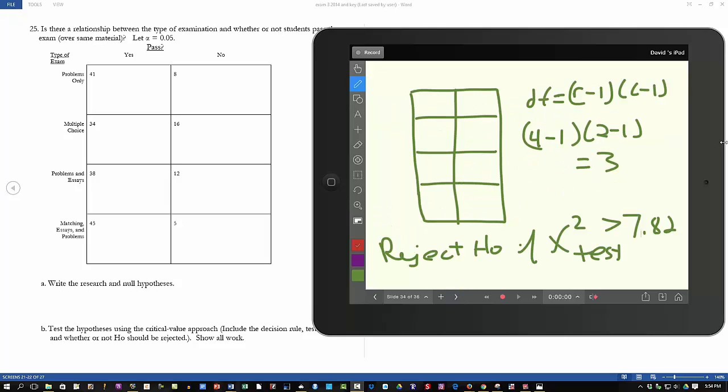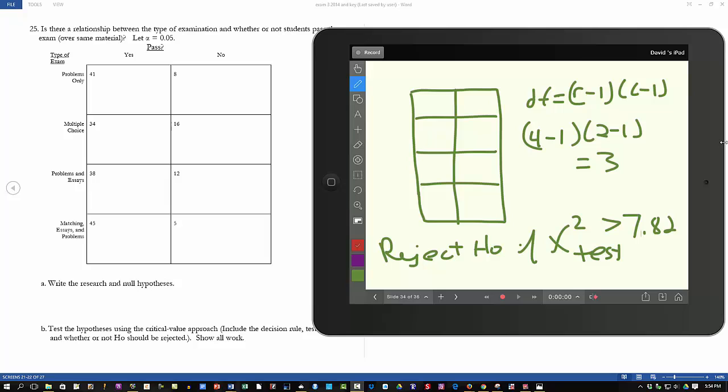So to look the number up on the table, the first thing we're going to need is a degrees of freedom, and I'm assuming alpha, actually it says it here, alpha is equal to 0.05. The degrees of freedom will be number of rows minus 1 times number of columns minus 1. And we have 4 rows, so 4 minus 1 times 2 columns minus 1, and you get 3. And so we'll reject H0 if the chi-square test is greater than 7.82.